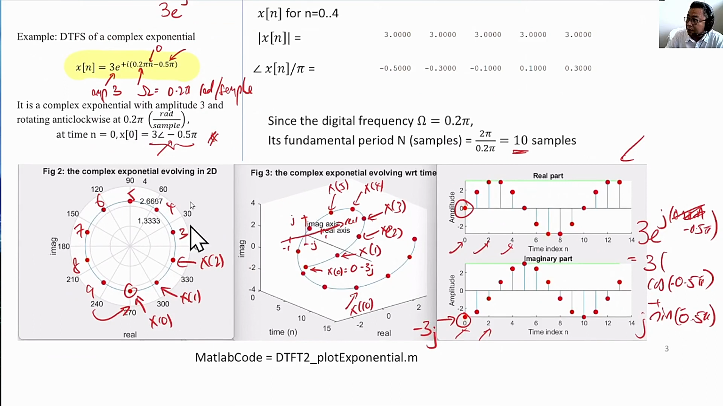Now with that, our task is to find the DTFS. Because this is a periodic signal, we now know that capital N equals 10. So we need to find C0 to C9.